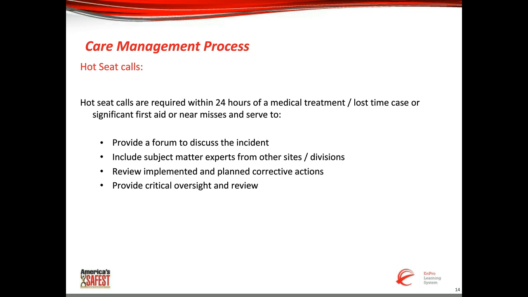We really want to make sure that the corrective actions that we're putting in place really are going to eliminate this potential from happening again within our business. And there's one other really important aspect of the hot seat call. Whenever there's been a failure within our system, we've had an injury, we need to take a step back and realize what role we may have played in that incident taking place.